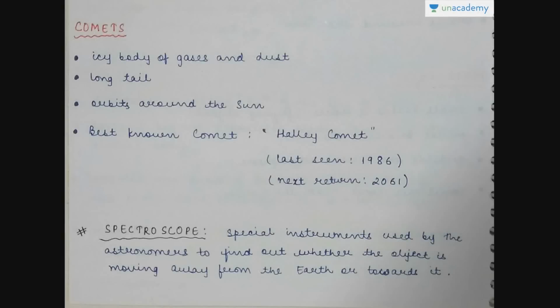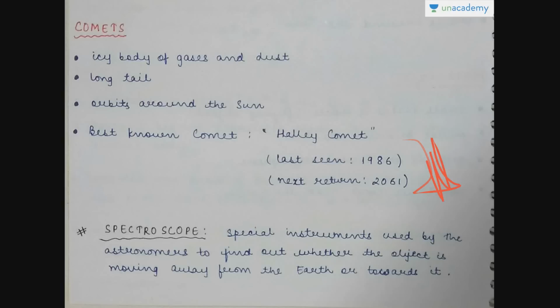The other thing is comets. They are icy bodies of gases and dust. The important thing is they have a long tail. They also orbit around the sun. The best known comet is Halley's comet, which was last seen in 1986 and which is most likely to be seen next in 2061. In a human lifetime, basically only this is possible.